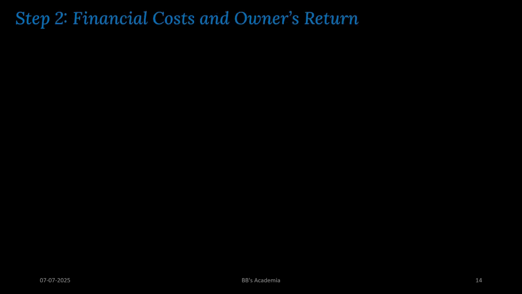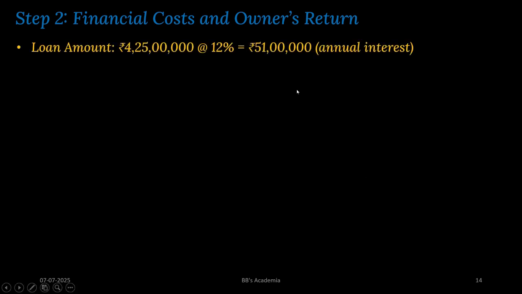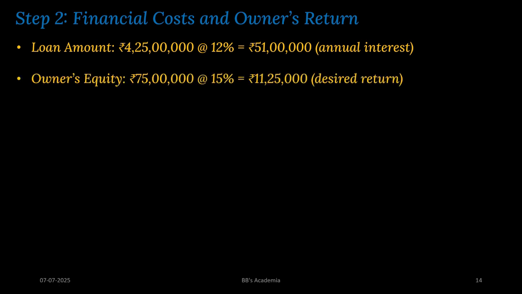The first step is to calculate the operating and financial inputs. Second is the financial cost and the owner's return. We have taken a loan of 4 crores 25 lakhs. Interest is annual 12%. If you calculate, it is 51 lakhs annual interest that you have to pay to the bank. The owner has given 75 lakhs, and 15% is the desired return on investment for the owner. If you calculate this, it is 11 lakhs 25,000, that is the desired return. So this is your expenditure actually.